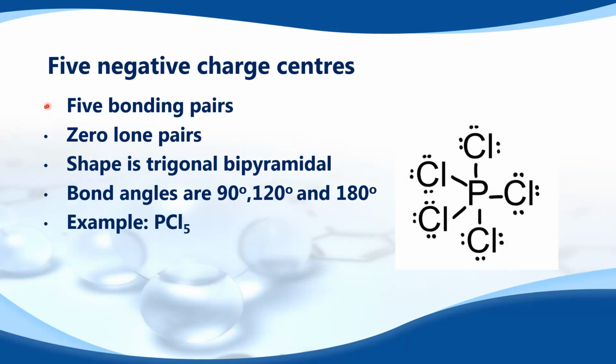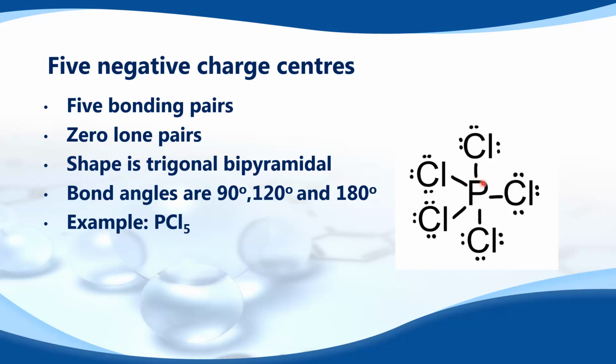So in this first example, we have 5 bonding pairs of electrons. We have 0 lone pairs of electrons. The shape is trigonal bipyramidal. The bond angles are 90, 120, and 180 degrees. And the example we have here is PCl5.